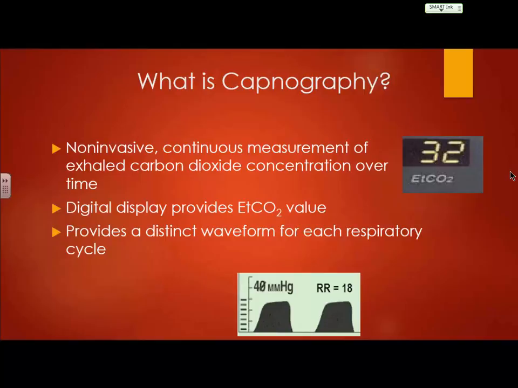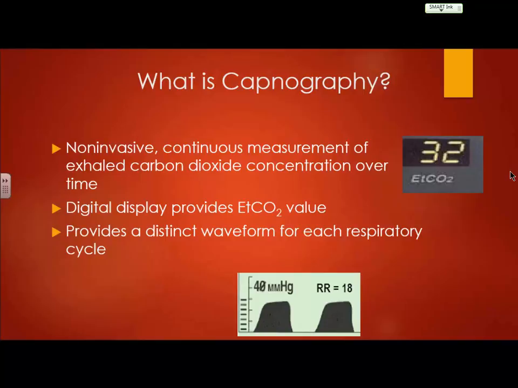You've got a couple of different ways that you can view or monitor this. You've got your digital display where it gives you the ETCO2, end-tidal CO2. It'll give you the number, all right? Or you've also got a waveform on a graph that will also give you a number, but it also gives you a visual representation of the pipes as you're expiring, as you're breathing out. I'll elaborate on that more in just a minute.